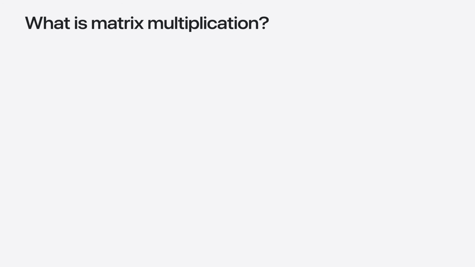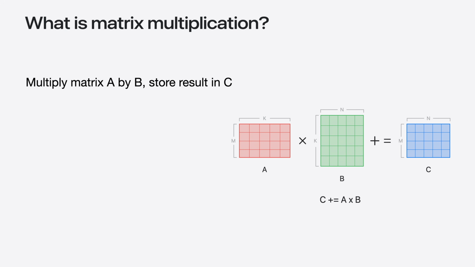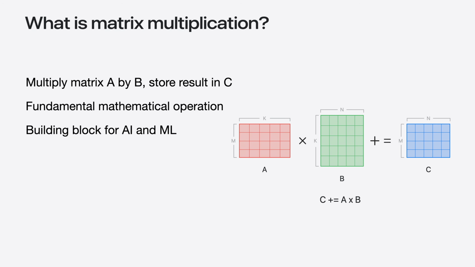Before we go further, let's briefly cover matrix multiplication and why it matters so much for ML. Matrix multiplication, and really matrix multiply accumulate, is a straightforward operation. Multiply two matrices A and B and add the result to a third matrix C. Simple concept, but matrix multiplication is the fundamental building block that modern AI and ML are built on.